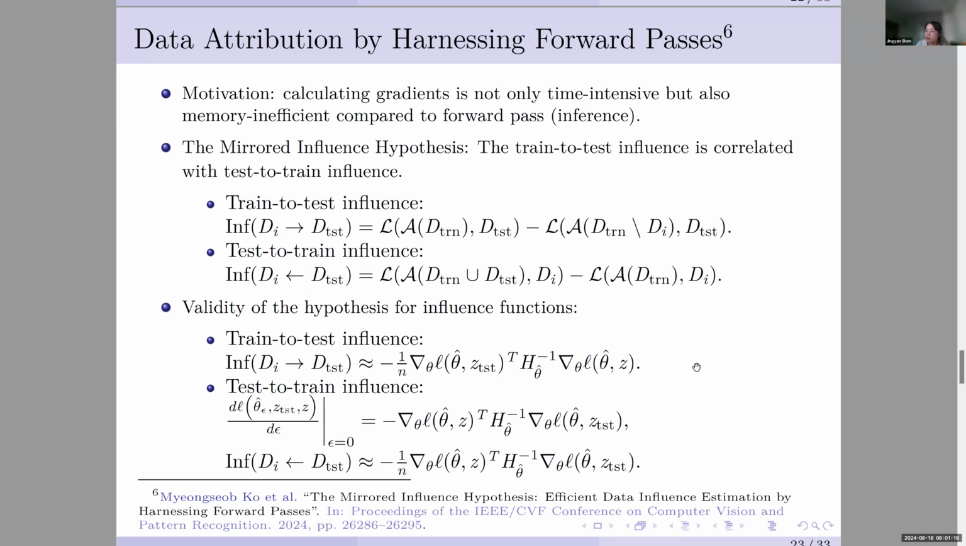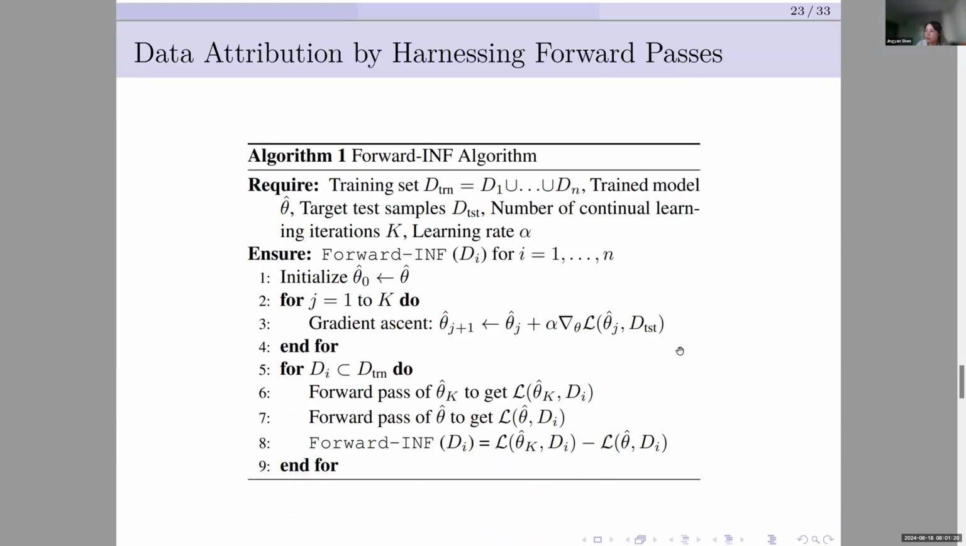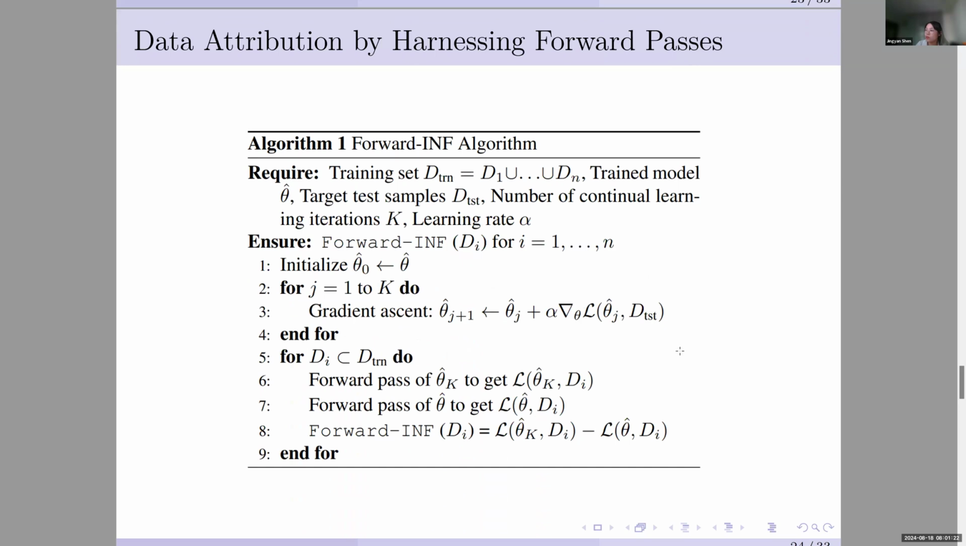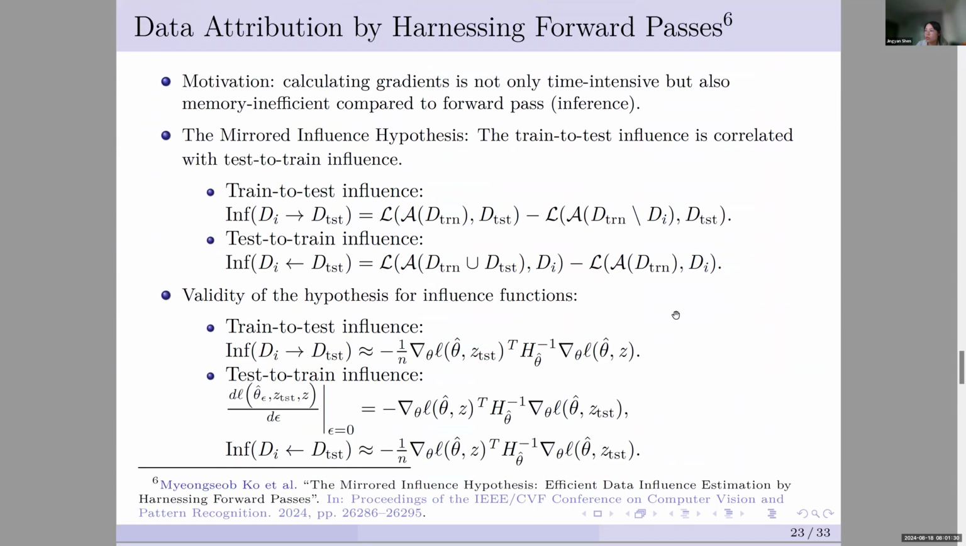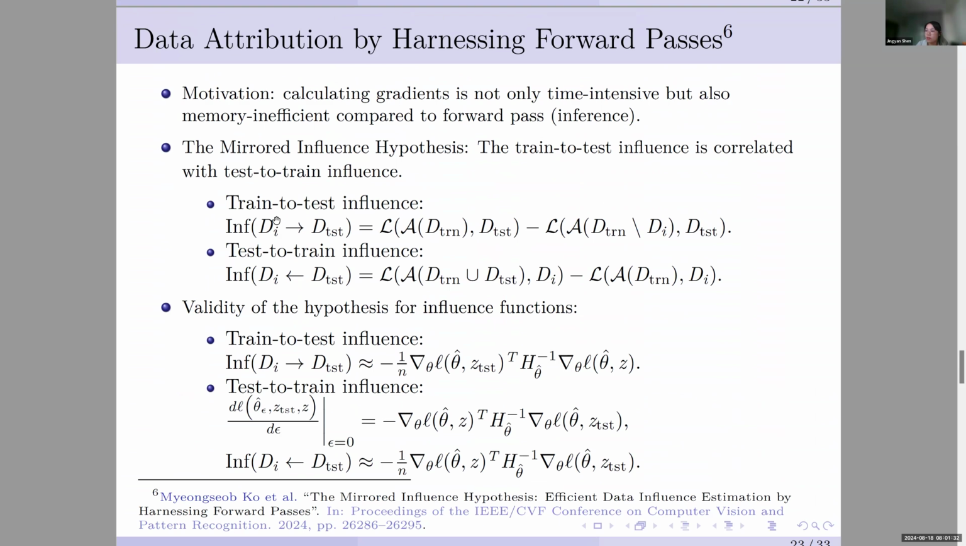Yeah. So based on this idea, they propose an algorithm, which is called the forward influence algorithm. So in this case, when we try to calculate the attribution.